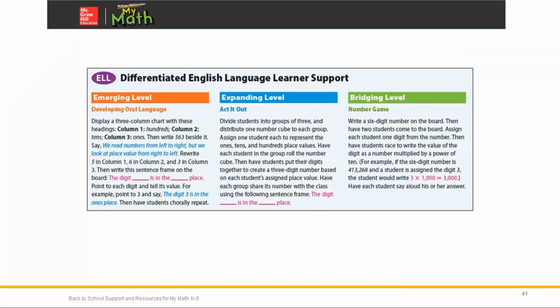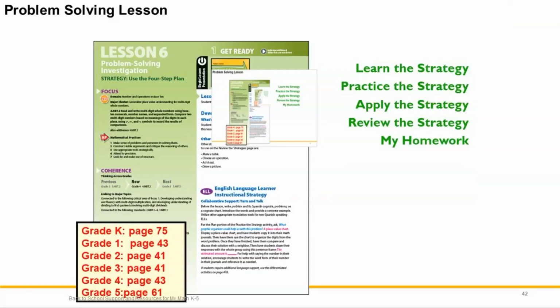So there's the emerging, the expanding, the bridging. This is oral language. This is acting it out, and this is a number game. So think about that. Even students who, again, are not ELL learners or don't need ELL support, here's a new game that you could teach a small group of students who are struggling with place value. So you have all of these fabulous tools at your fingertips, okay?